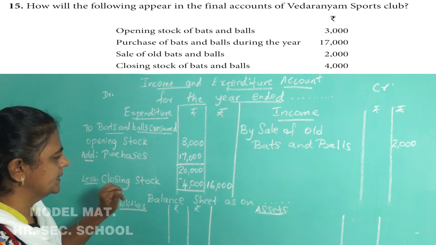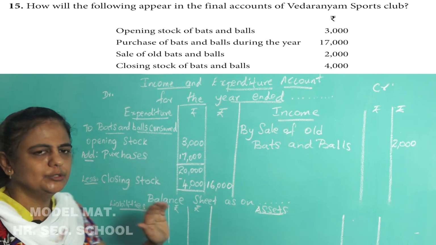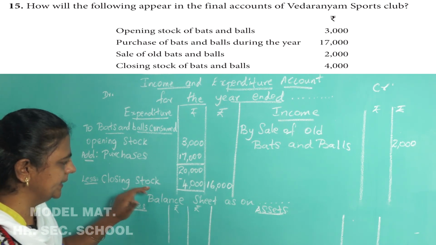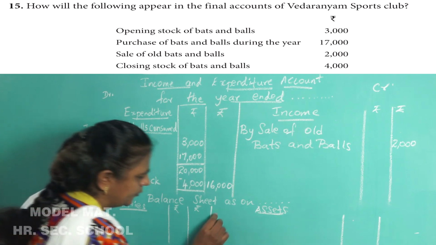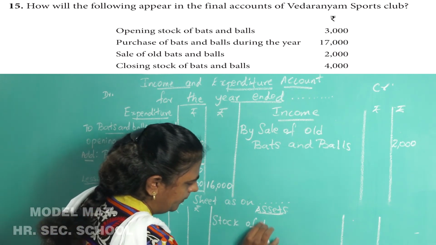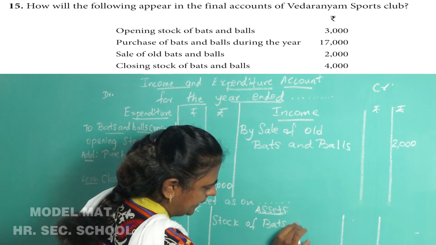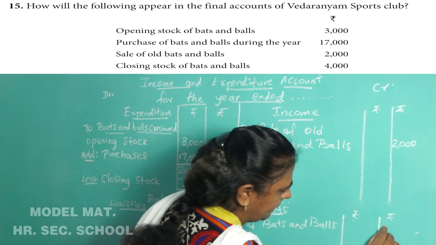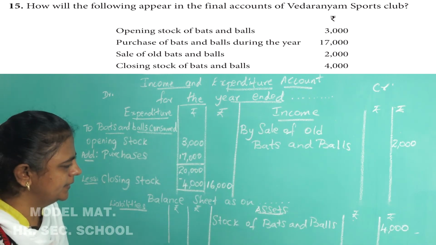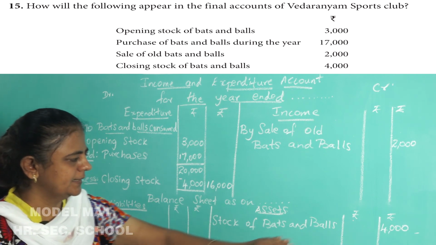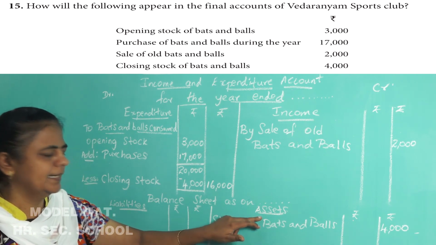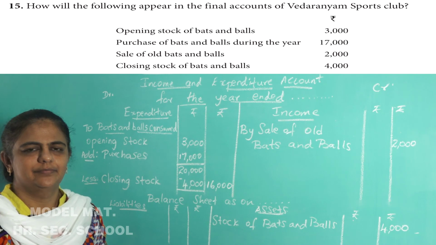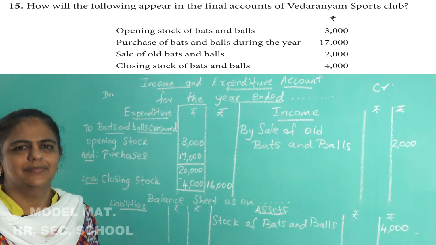What should come to the asset side? Closing stock, the closing stock is the unconsumed sports materials. That is an asset. So, closing stock bring here. So, you have to write like this: stock of bats and balls. How much is that? 4,000. Understood, children? So, only the stock of bats and balls that is unconsumed, it is an asset at the end of the year. So, put it on the asset side. Okay. So, understood? Thank you.